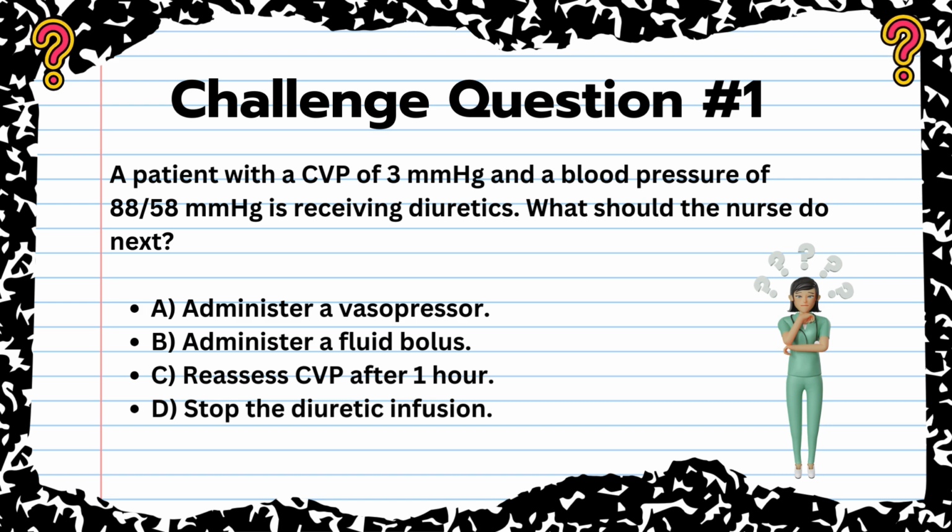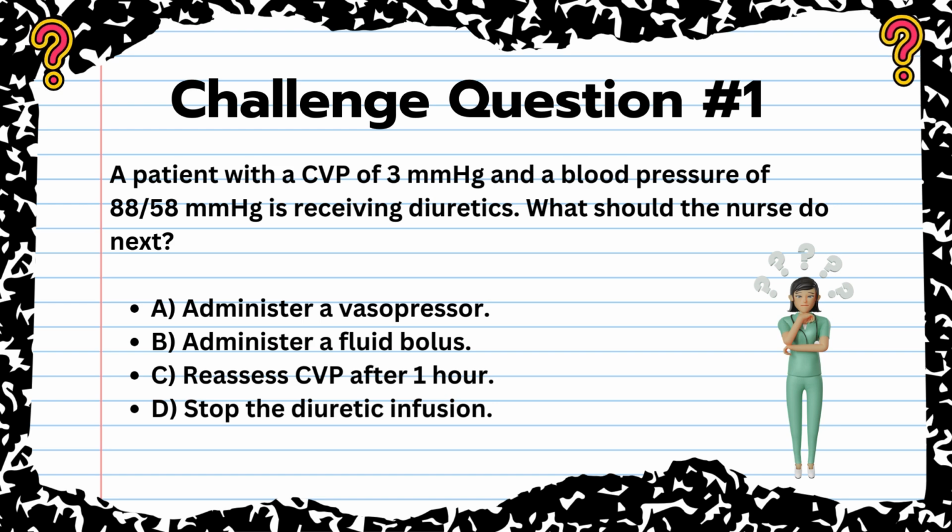A patient with a CVP of 3 and a blood pressure of 88/58 is receiving diuretics. What should the nurse do next? So, what do you think the answer is? CVP of 3, remember what CVP is associated with? Fluid. Okay, so what's the normal range? And what's the normal range of a blood pressure? So is that blood pressure high, low, or normal?